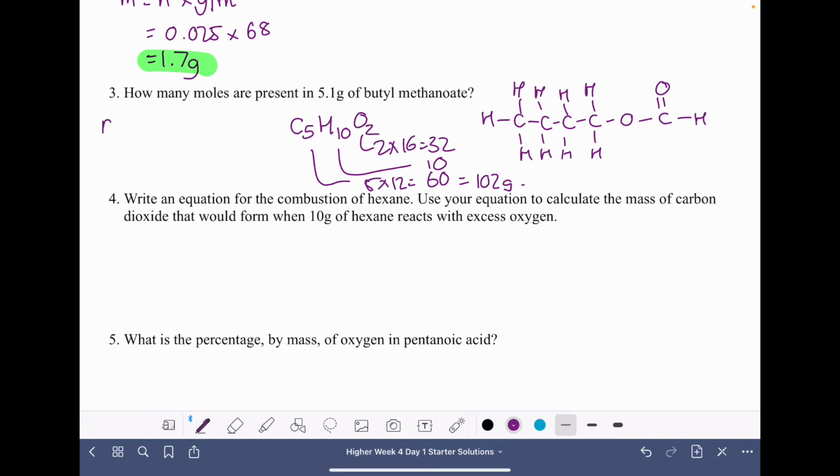So if we want to know the number of moles, that would be the mass divided by the gram formula mass. So that's 5.1 grams from our question divided by 102, which is 0.05 moles. To make that clear, that is our final answer.